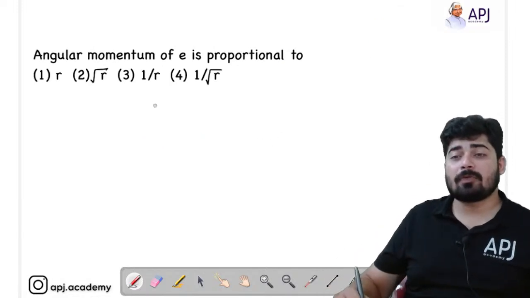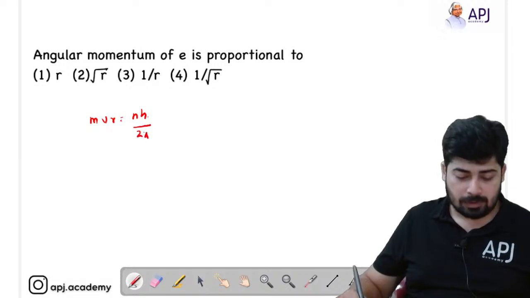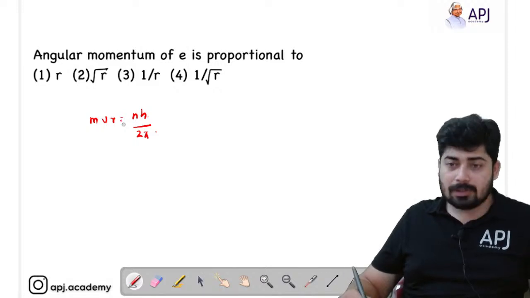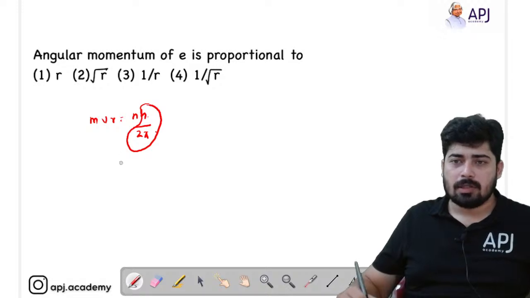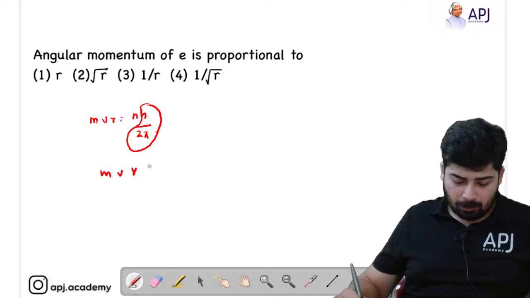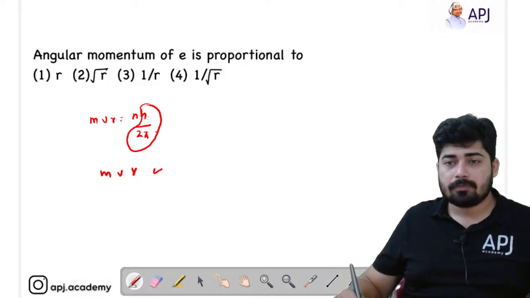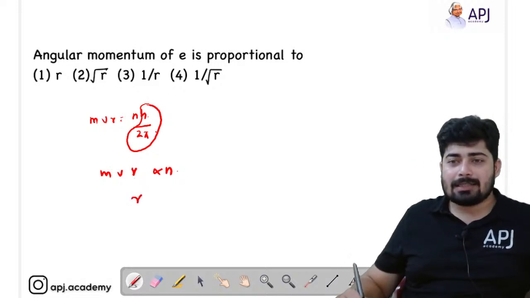So angular momentum of electron is proportional to, we know that angular momentum mvr is equal to nh by 2 pi, right? mvr is equal to nh by 2 pi. And we know that h by 2 pi is constant. So we know that mvr is directly proportional to n, right? What is the relation of radius and n? We know that radius is directly proportional to n square by z.